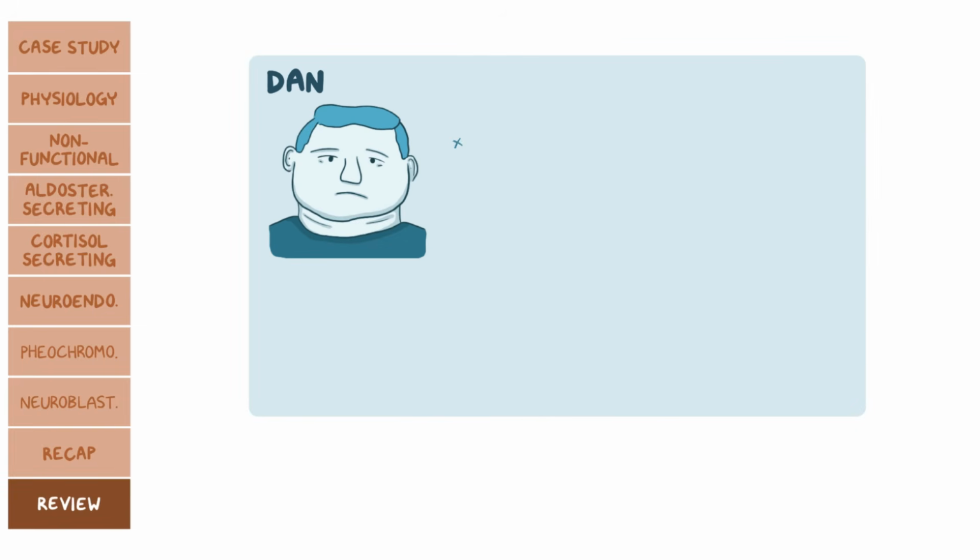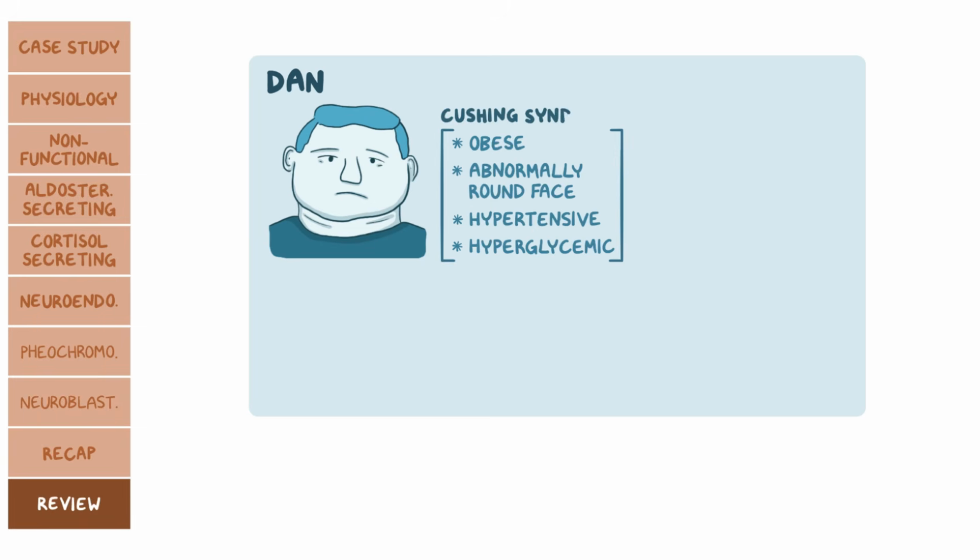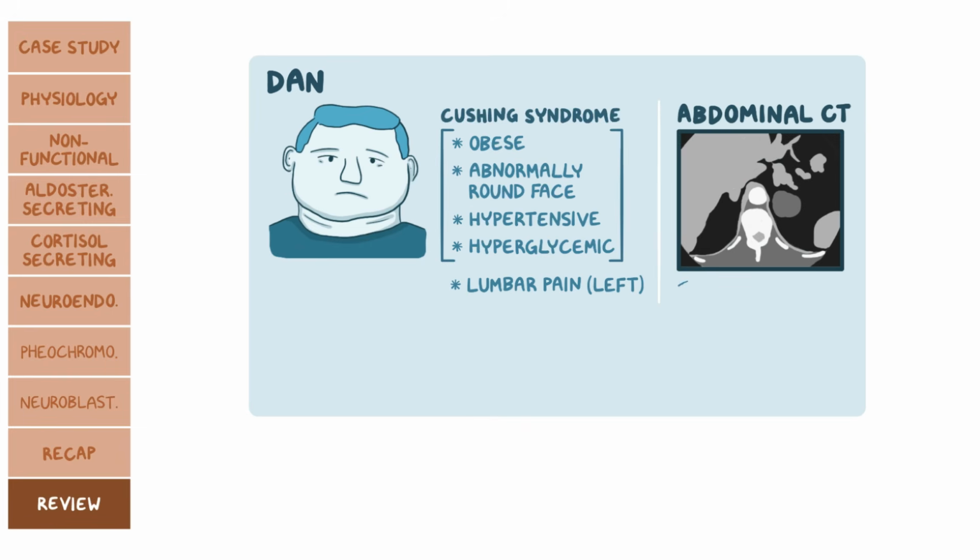Dan, on the other hand, is obese, has an abnormally round face, and he is hypertensive and hyperglycemic, which are symptoms consistent with Cushing syndrome. The fact that Dan is not taking any medications, but he's complaining of severe lumbar pain on the left side, makes us think the excess cortisol causing his symptoms is due to an adrenal tumor rather than exogenous cortisol ingestion. This was actually confirmed by an abdominal CT, which showed a tumor in his left adrenal gland.